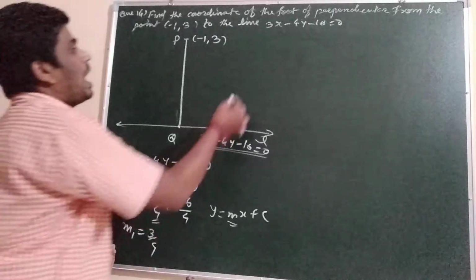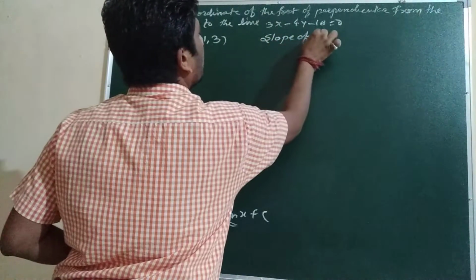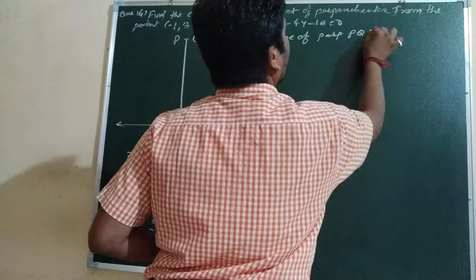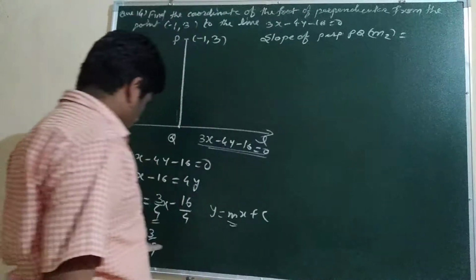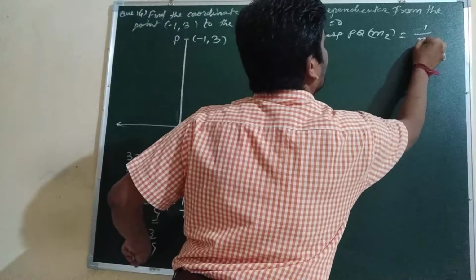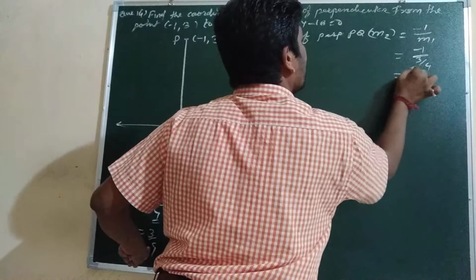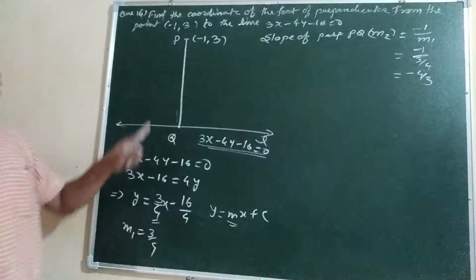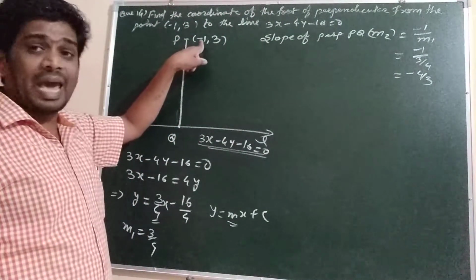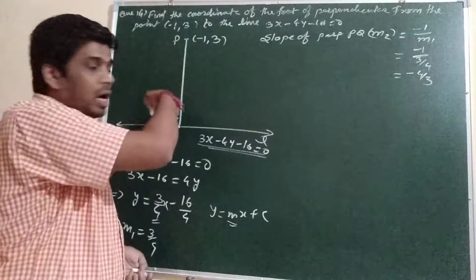So obviously m1 into m2 is -1. So we write here, slope of the perpendicular PQ will be m2, equal to -1 upon m1, which means -1 upon 3 by 4. That will be -4 by 3. So we got the slope of the perpendicular, and the point is given, so we can apply the point slope form. So we will find the equation of this line PQ.